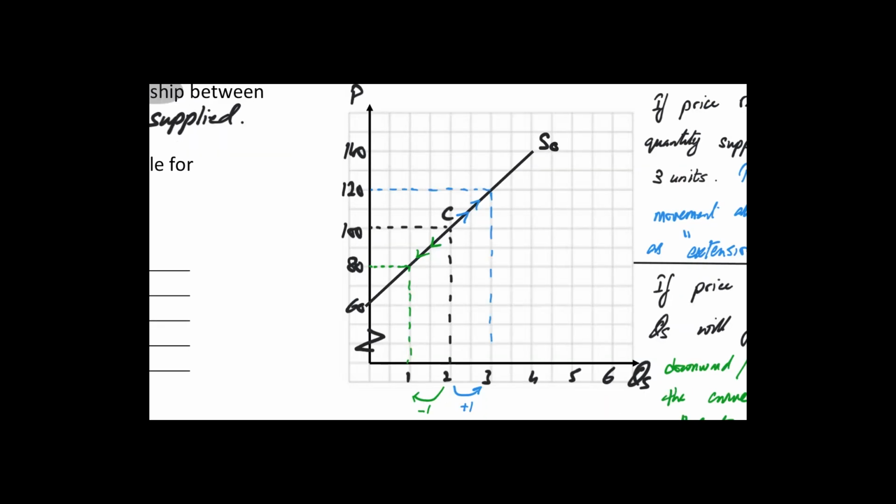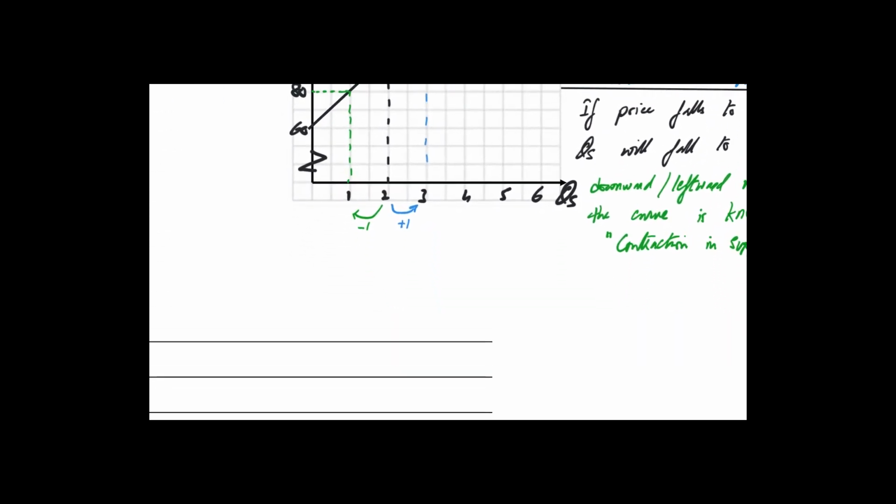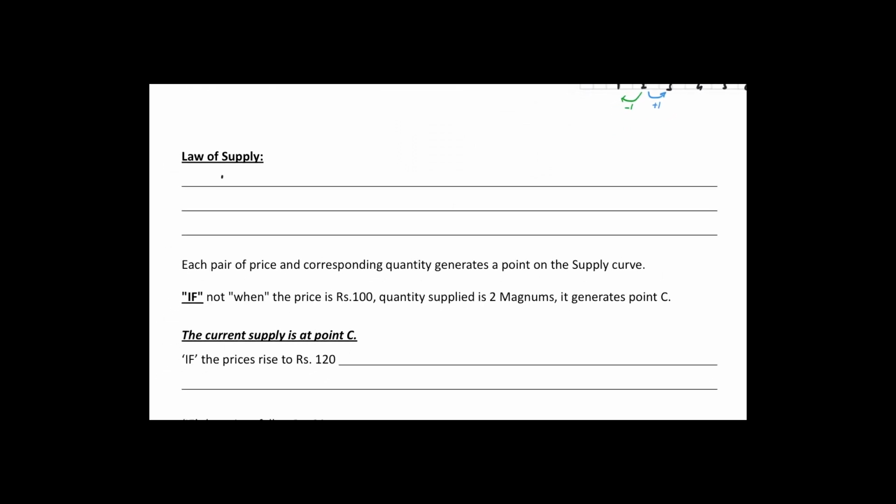So basically, as a result of this, we've pretty much discussed the law of supply. There's a law of supply that is coming into play over here, which I'll call the law of supply. So the law of supply is that when price goes up, quantity supplied increases. When price goes down, quantity supplied decreases.